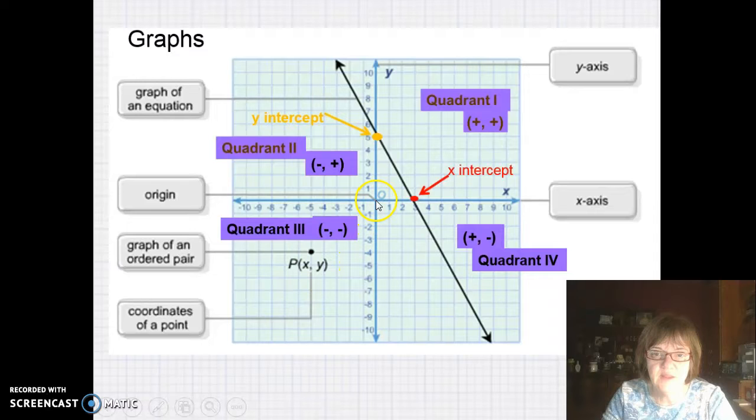So we always start in the middle, and we decide how far right or left we have to go when we're trying to get to a point, and then we decide how far up or down. Let me give you a little sneaky way that one of my students shared with me a few years ago of how to remember which one goes first.